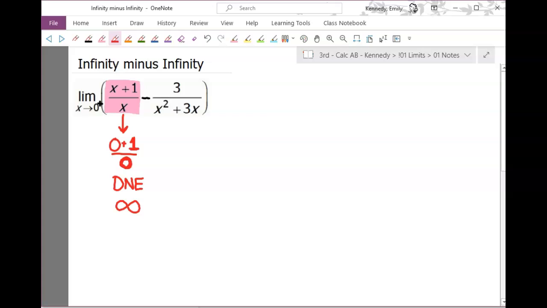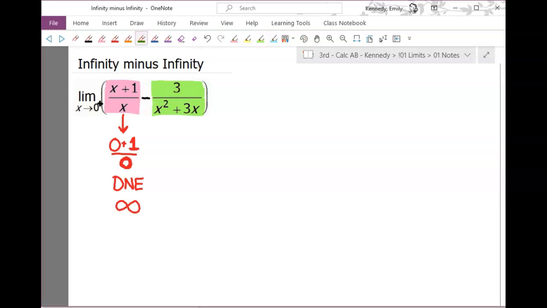So in this case, the reason that non-zero over 0 doesn't exist, anytime we have a non-zero over 0, is because you're either approaching infinity or negative infinity. And that's part of why I made this approaching 0 from the right, so we would know it was positive infinity, but honestly it doesn't matter.